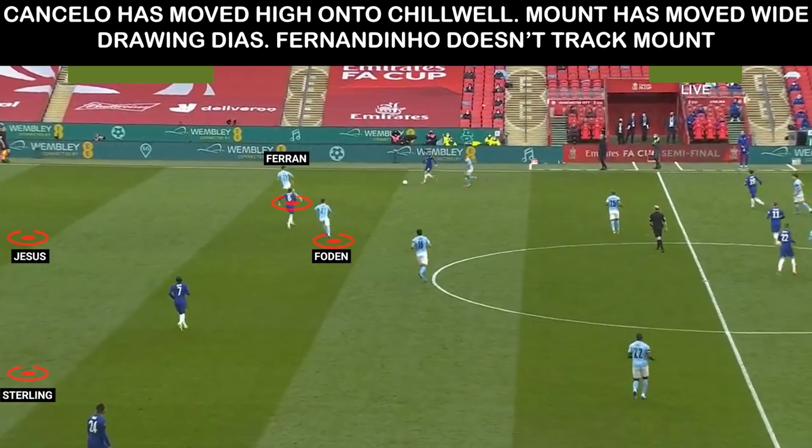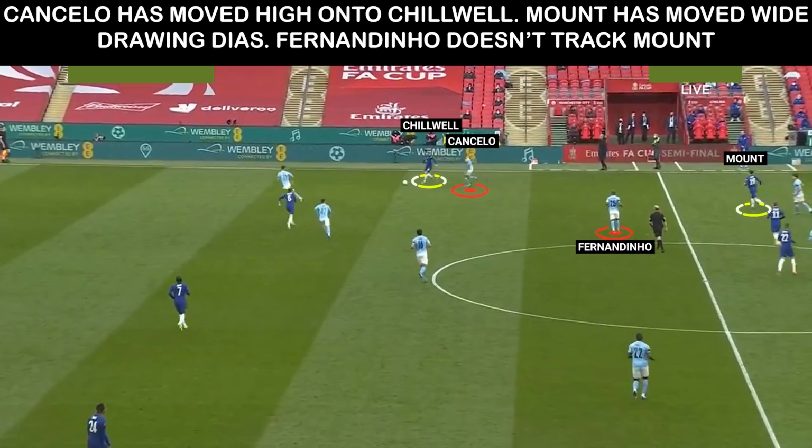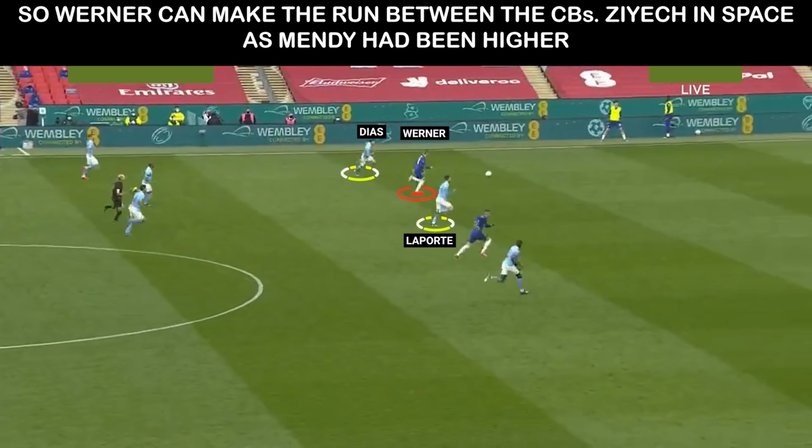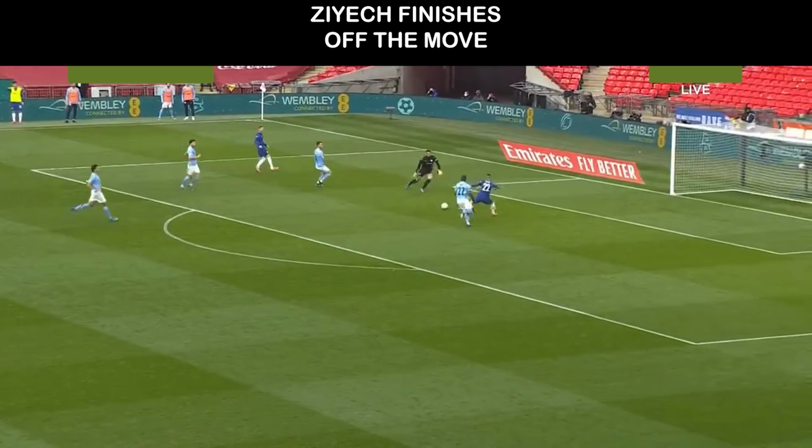But more pertinently, so did the actual goal. Again, City's pressing four are high, with Foden having replaced De Bruyne, and Cancelo has looked to press high on Chilwell. Mount has drifted into the space created, and this time Fernandinho didn't follow him. So Mount can then receive in space, and City centre-backs have shifted across, but they are no match for Werner's pace, who can get in behind to then feed Ziyech.